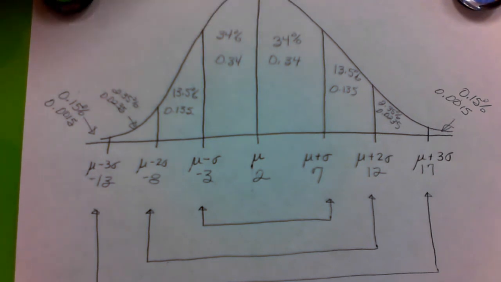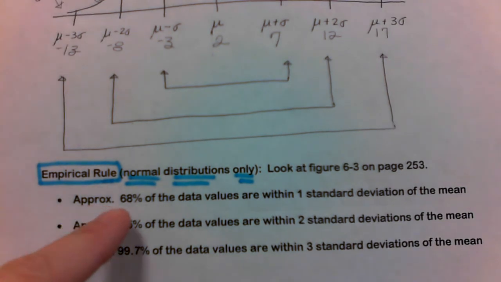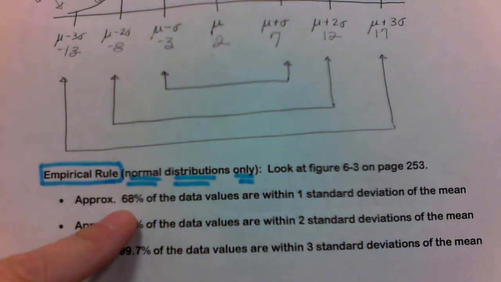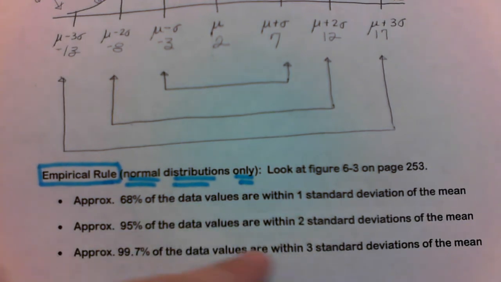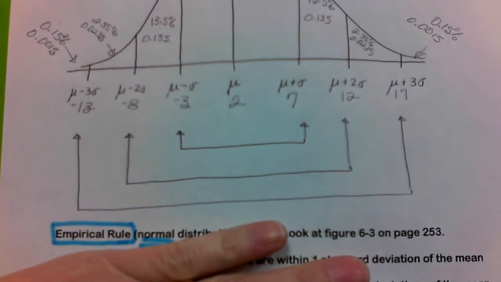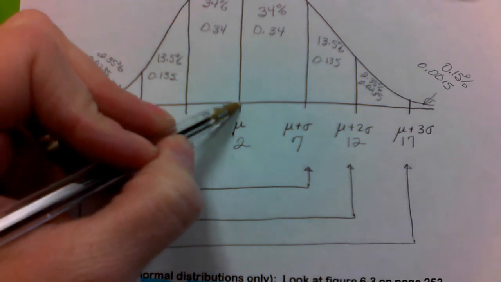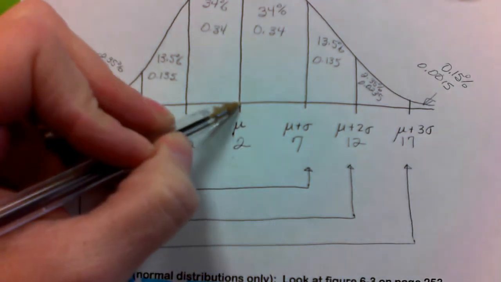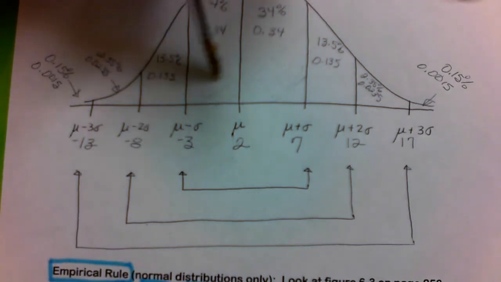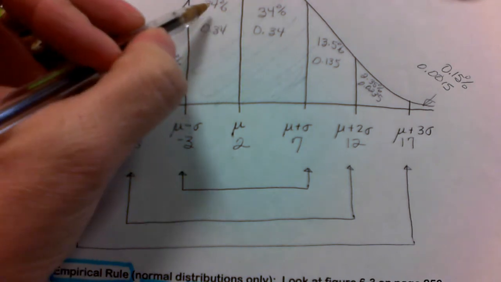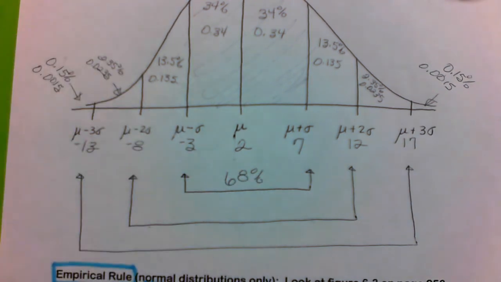Now, the empirical rule, which is discussed down here, tells us the amount that is within 1 standard deviation is 68%, within 2 standard deviations is 95%, and within 3 standard deviations is 99.7%. Well, what that is saying is within 1 standard deviation, here's mu, so here's plus 1 standard deviation, minus 1 standard deviation. So within 1 standard deviation is this right here, which is your 34% plus 34%, which is the 68% that it was talking about.